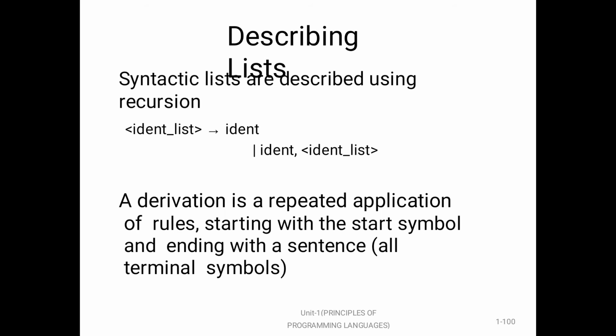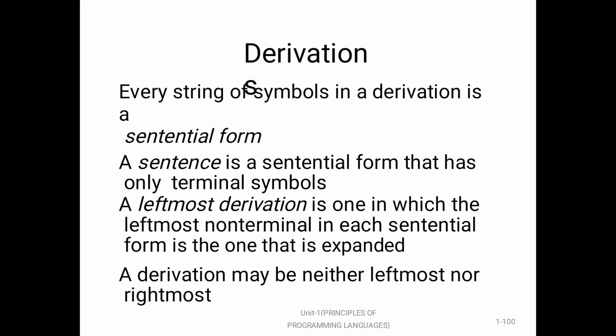So we are describing derivations. Every string of symbols in the derivation is a sentential form. A sentence is a sentential form that has only terminal symbols. A leftmost derivation is one in which the leftmost non-terminal in each sentential form is the one that is expanded. A derivation may be neither leftmost nor rightmost.